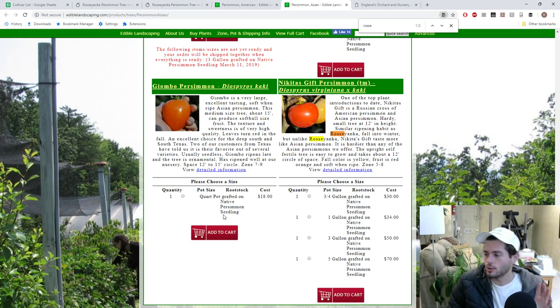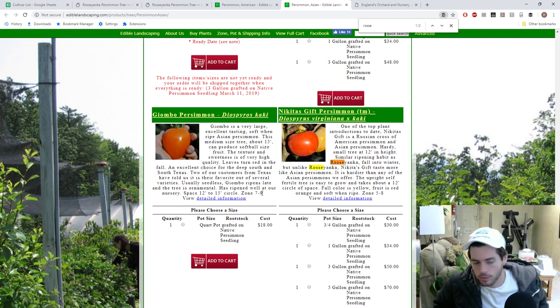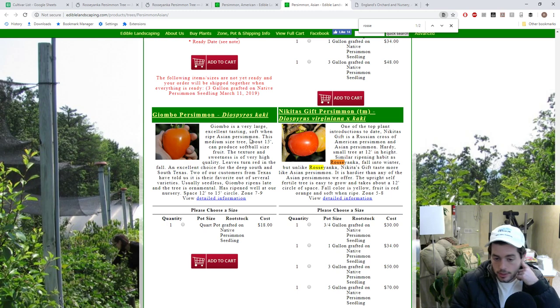Again, I would certainly go with an Asian variety of persimmon. I think they're a little bit more tasty. But again, the American persimmons are hardier. And then the hybrid is a nice cross between the two. Get yourself a nice little hybrid persimmon if you're really concerned with it.